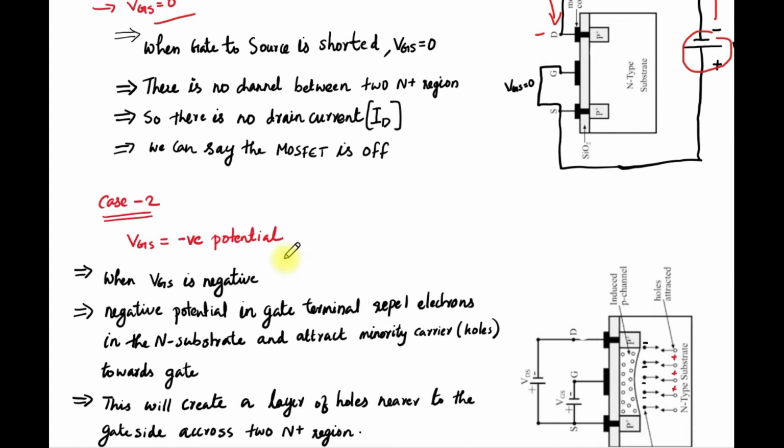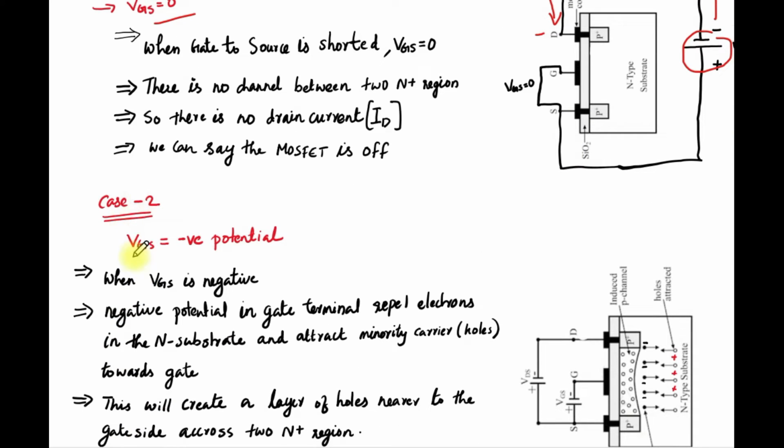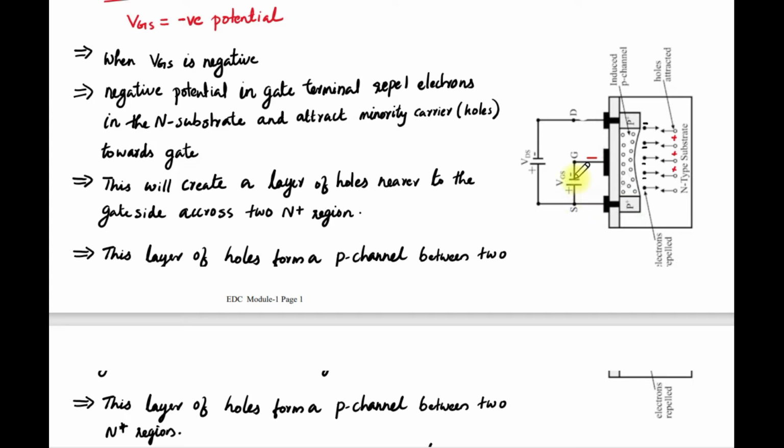Now the second condition is that we are applying a negative potential to VGS, since VDD is negative to the drain side. That means the gate side has a negative voltage. When we apply a negative voltage to the gate side, as you can see, initially we don't have a channel here, and the substrate is N type. The applied gate side voltage is also negative. Then what happens? Repulsion happens.